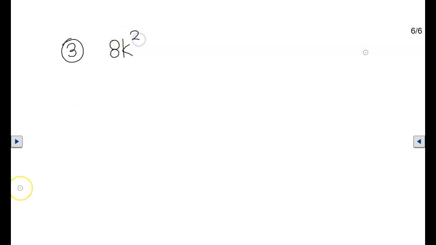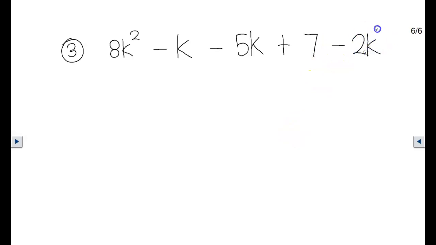8k squared minus k minus 5k plus 7 minus 2k squared. Now let's take a look at how many terms this is. We want a number part and a variable part. So here's number, variable. 8k squared is one term.